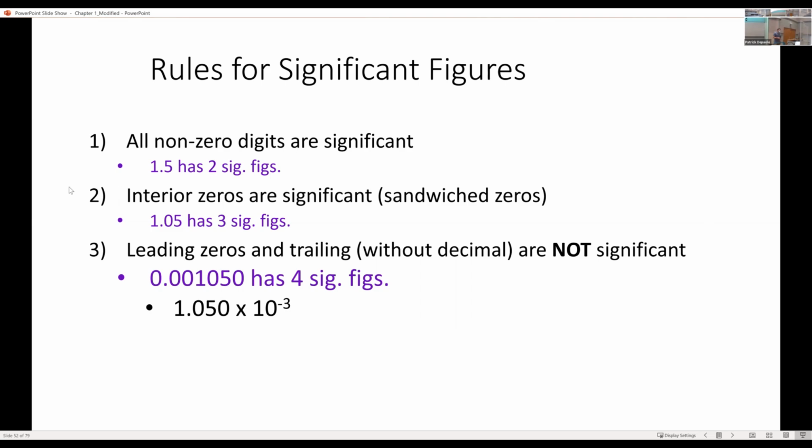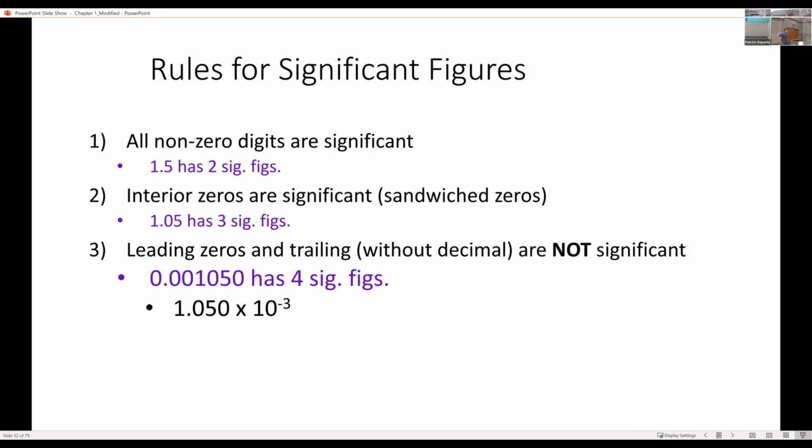But let's do the first one, where all non-zero digits are significant. Well, that makes sense, right? If you measure a number and it has digits that aren't zero, you got those from somewhere. You measured them. Therefore, those numbers are significant to the measurement. Same thing with interior zeros. If you have zeros sandwiched in between numbers, like 1.05, they are significant, because you have to pass one of those zeros to get to the other non-zero number. So all three of those numbers would be significant. So that 1.05 has three significant figures.